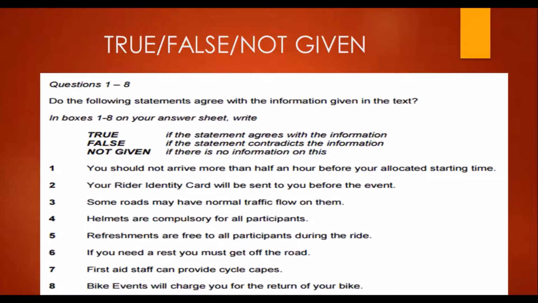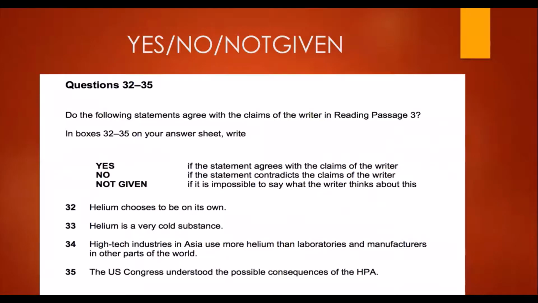Okay, next task type is yes, no, not given. This can be confusing, like true, false, not given. You may get confused, but it is different from yes, no, not given, because yes, no, not given questions always ask for the writer's opinion.